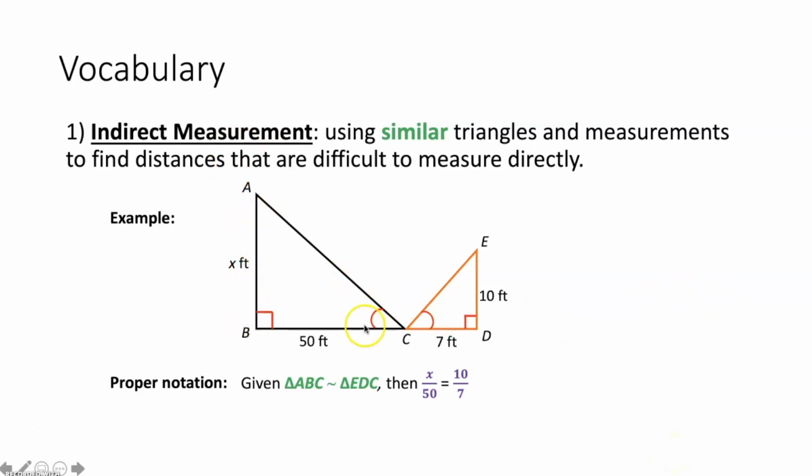When we're talking about indirect measurement, we're talking about using shadows or mirrors in order to create these two similar triangles that we can then use to set up a proportion and solve for that missing height that we're trying to find.